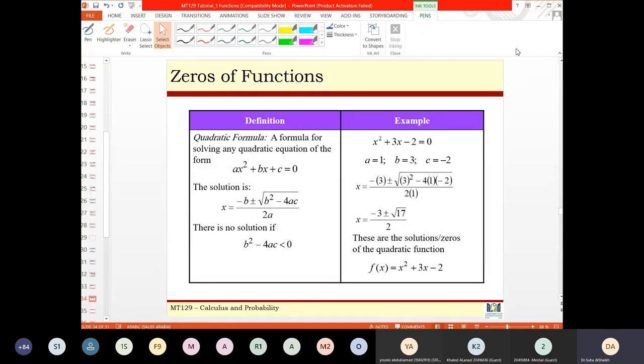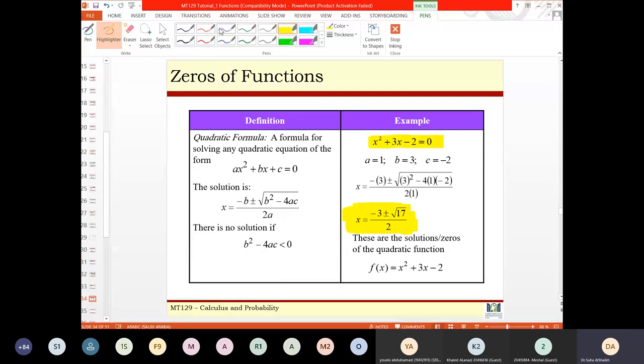Now this is again an example of a zero of a function, and the function is again a second degree equation. This one, if you try to factorize it, it's not going to be factorized. So I cannot factorize it. No matter how much you try, you will not be able to factorize it.